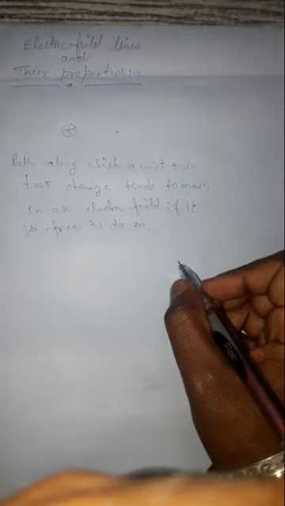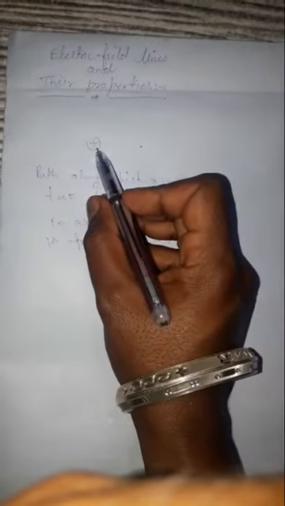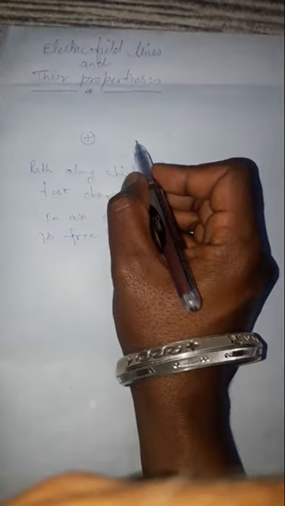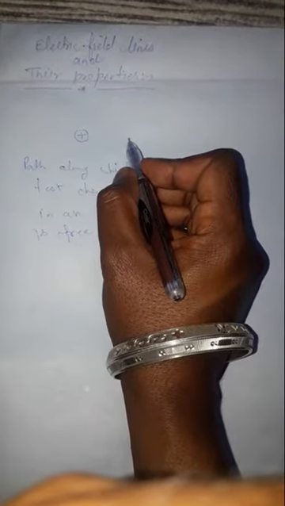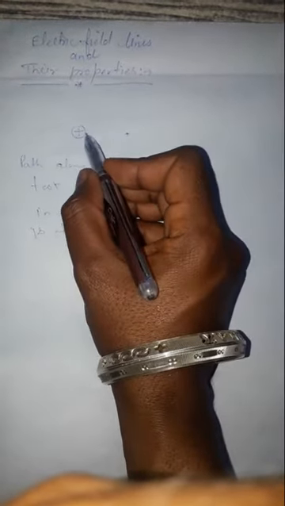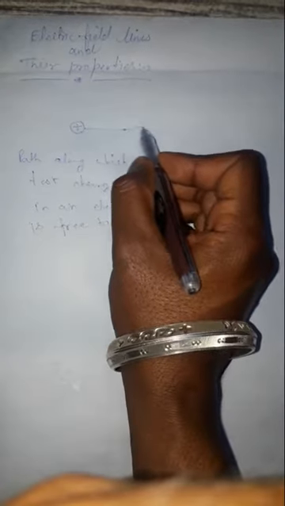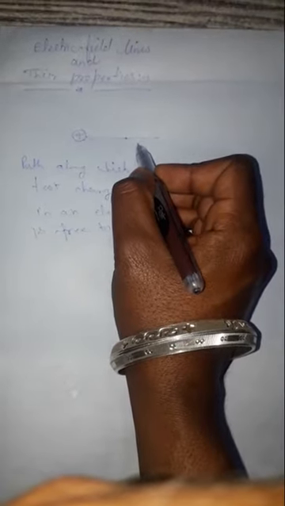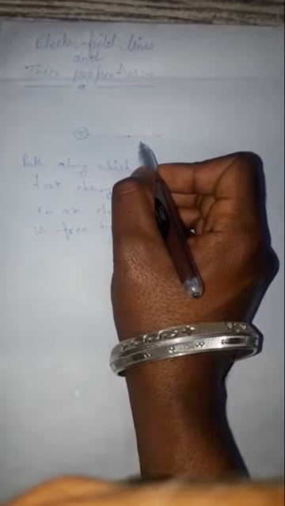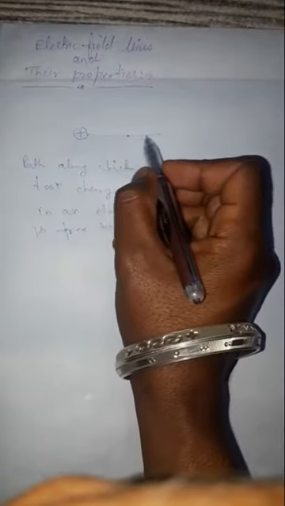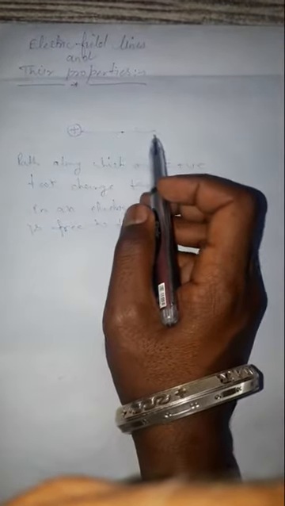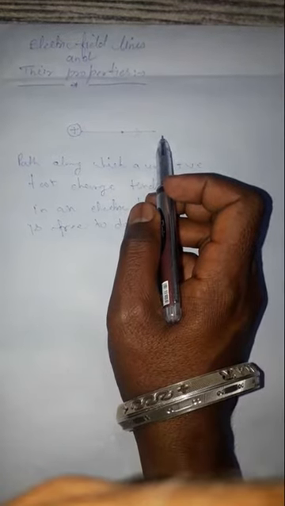Suppose we have a positive charge and we place another positive charge here, so it travels along this line due to the force of repulsion. So this is a line known as an electric field line. Basically, the electric field line also gives the direction of the field.